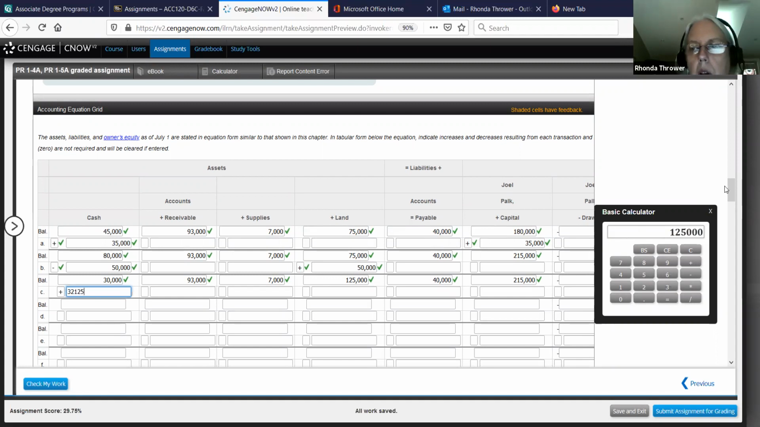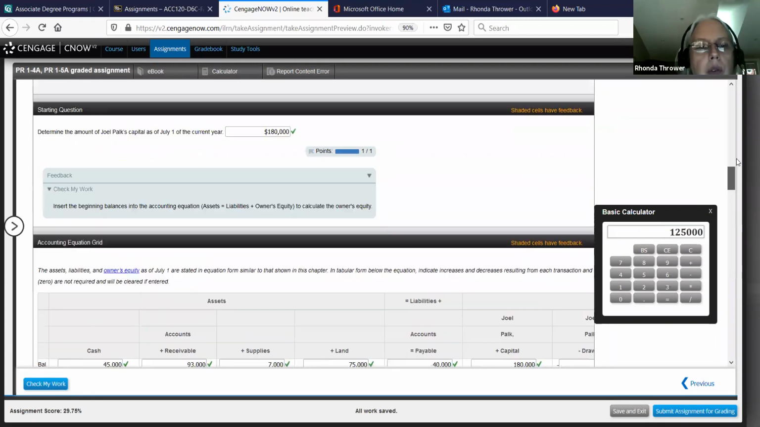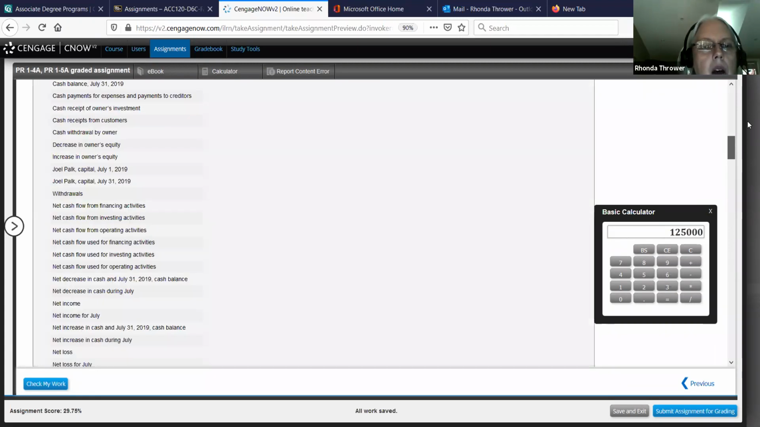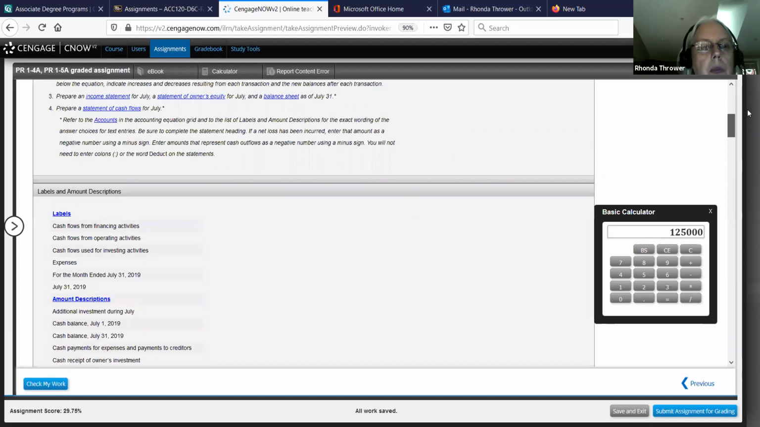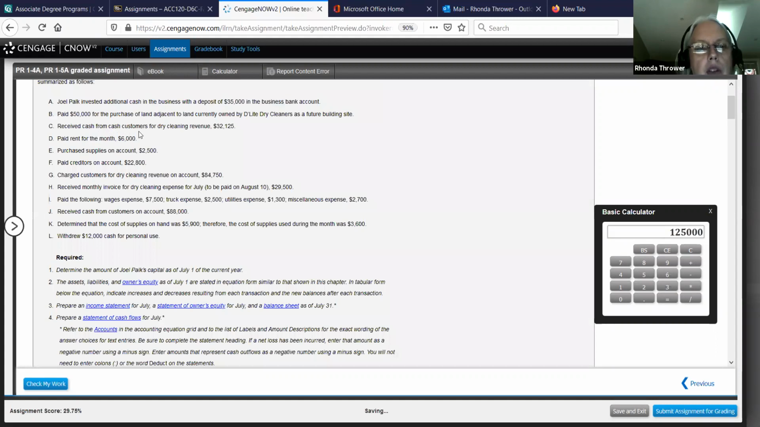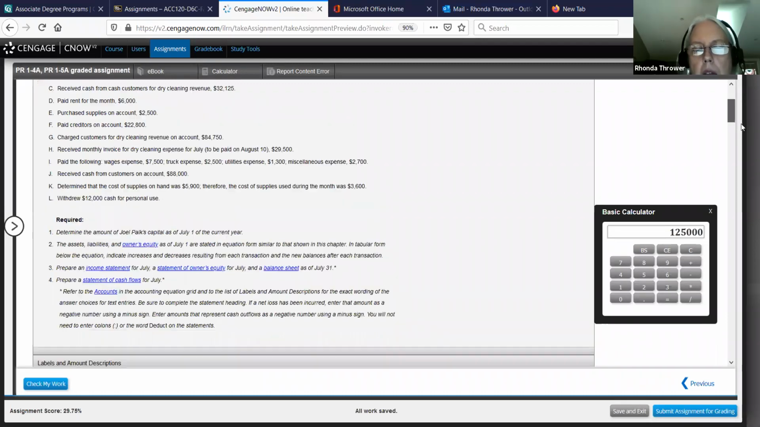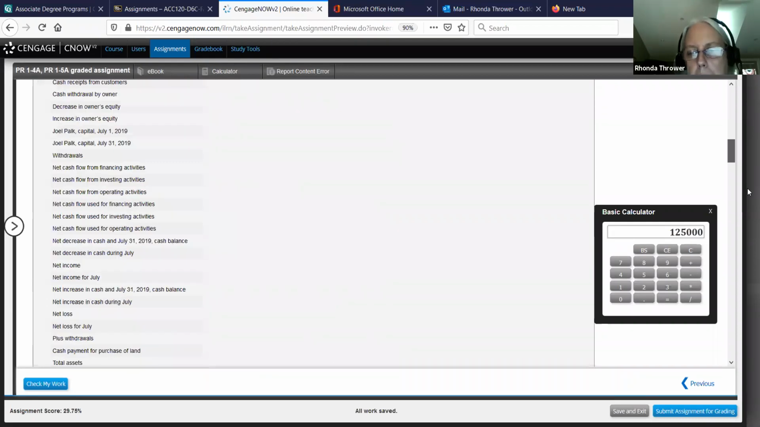And it told us in that problem that we received that cash because we had performed some revenue. You see here where it says receive cash from cash customers for dry cleaning revenue. That's a big hint there. That's the revenue account. So we're going to look for dry cleaning revenue.